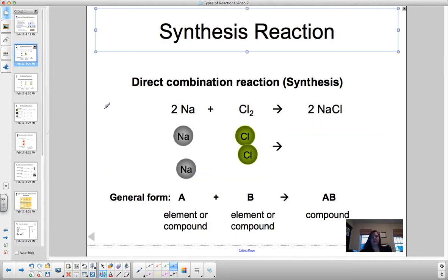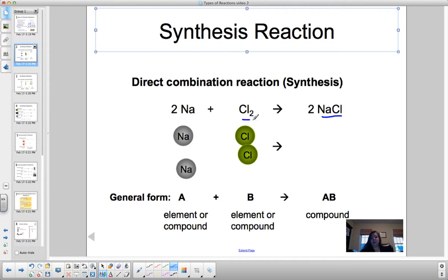We're just going to start with our first one, which is a synthesis reaction. As I had mentioned earlier, we take two and build them up, synthesize them, and make one compound. So we have some sodium and some chlorine gas. We put them together and we get sodium chloride. Now don't forget to balance these as we looked at in our last unit.